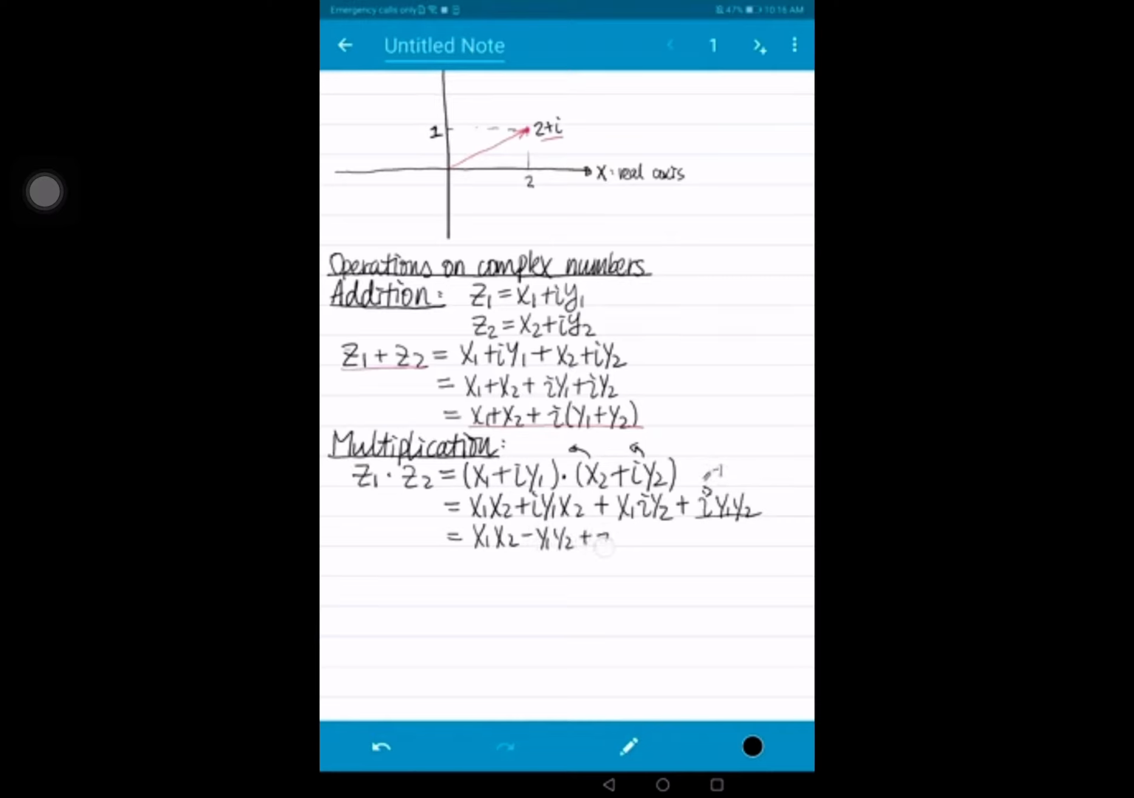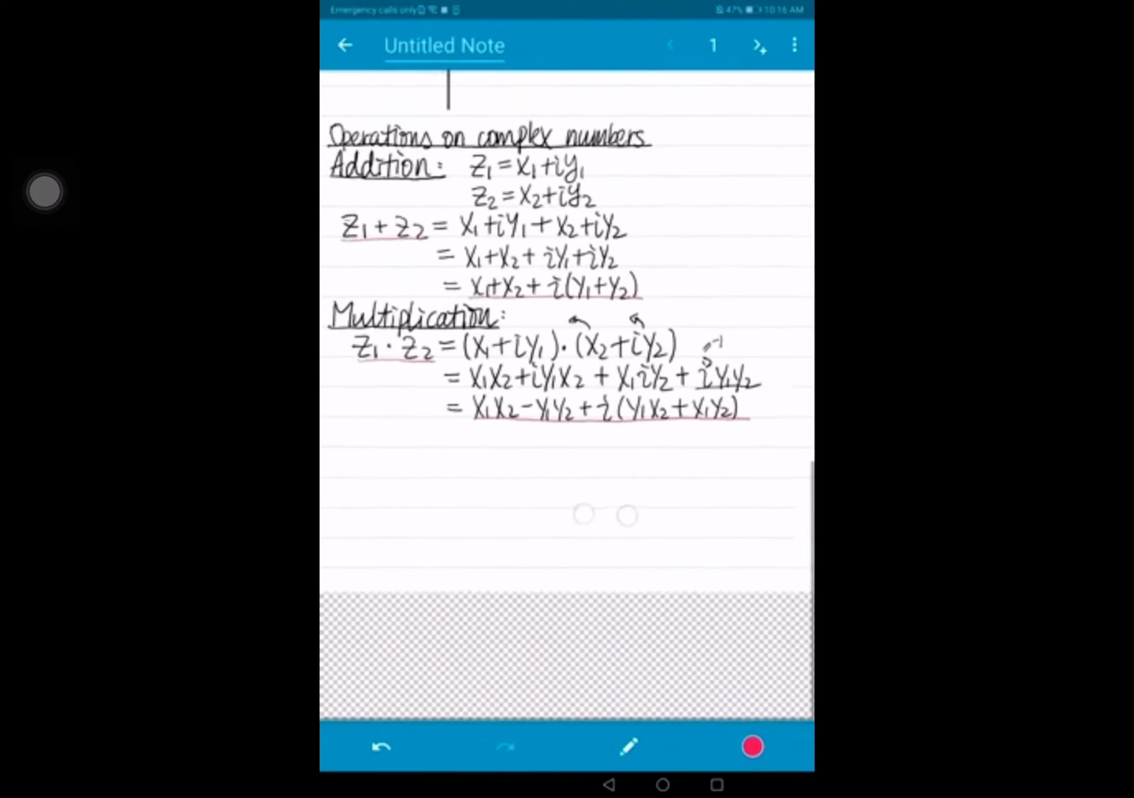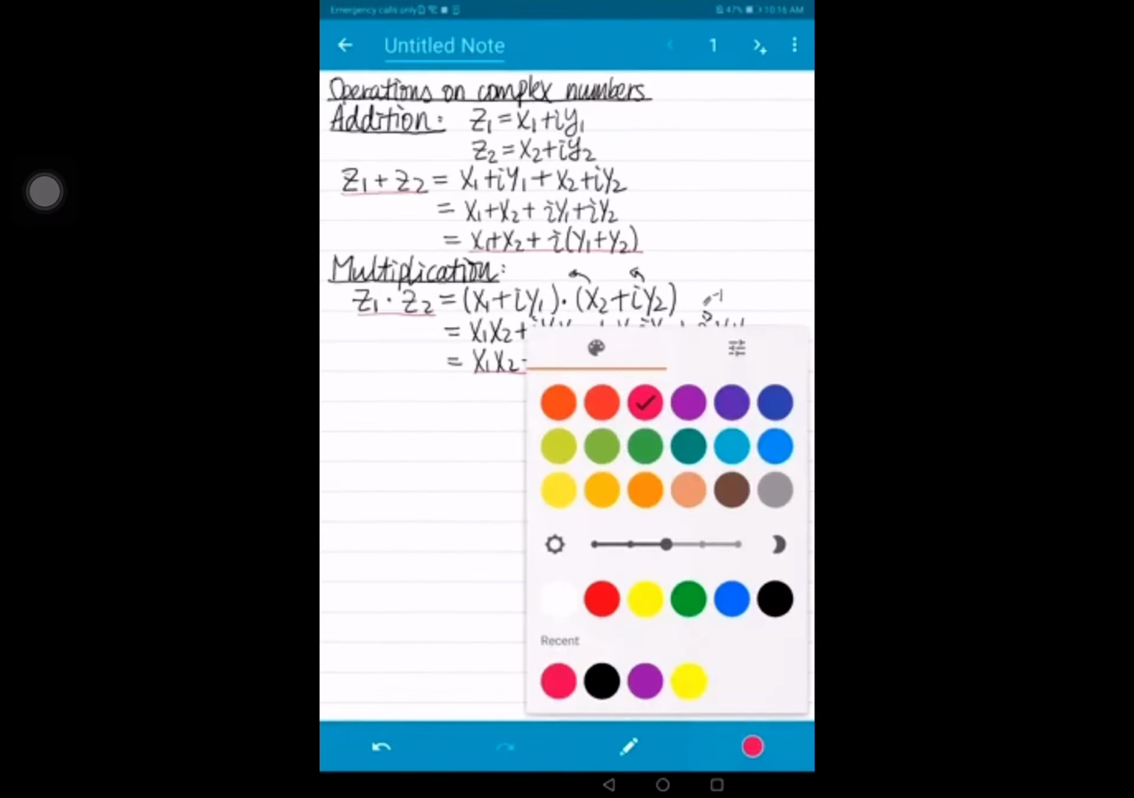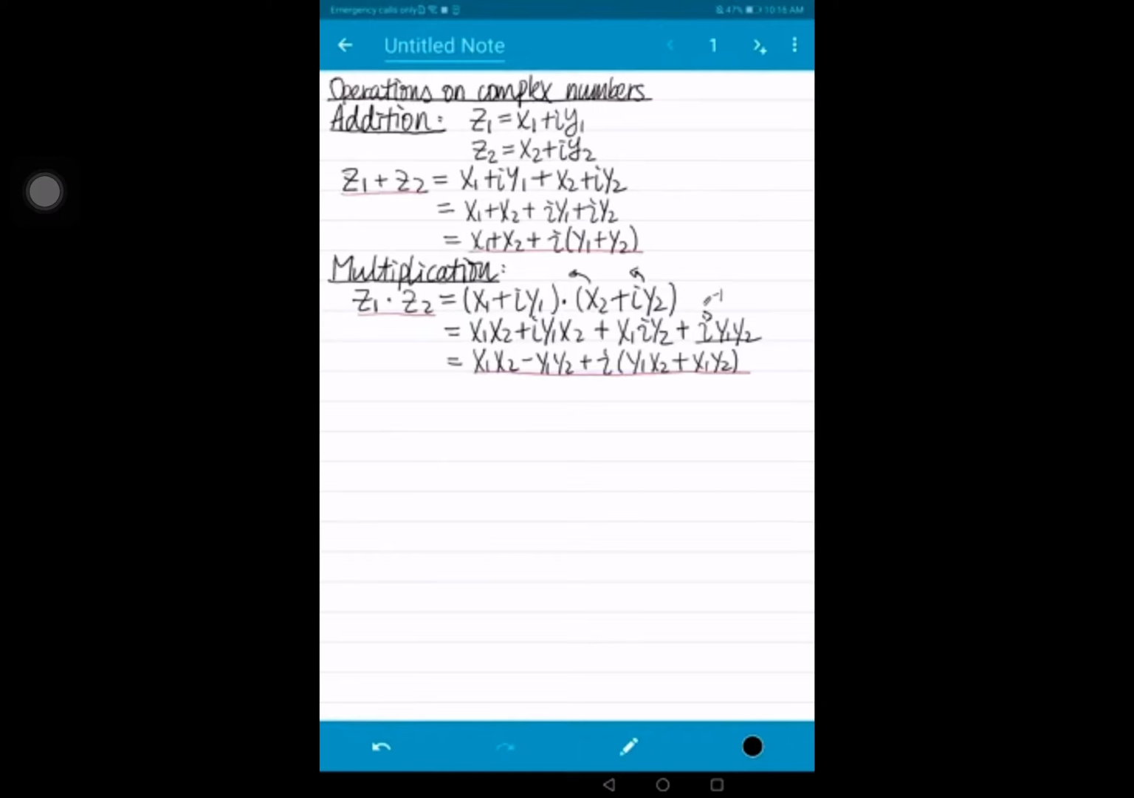The imaginary part is i (y1 x2 plus x1 y2). And this is the formula for multiplying 2 complex numbers. Right, so you don't really need to memorize all the formulas, but the most important thing is to understand how you get them. So basically the procedure is not difficult, you just distribute. Okay, so what are the properties for these operations?